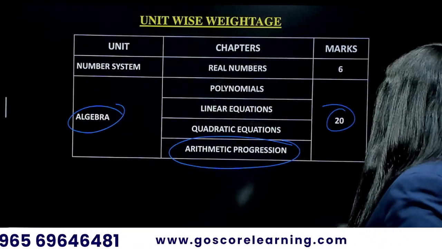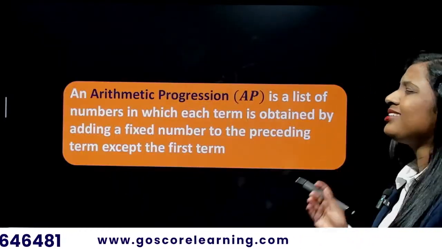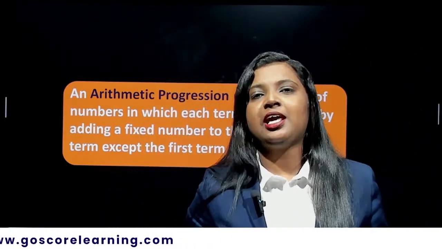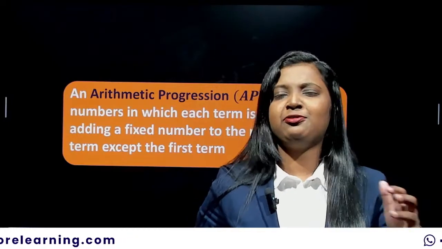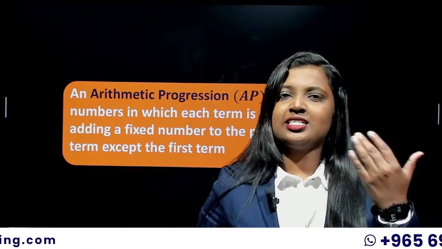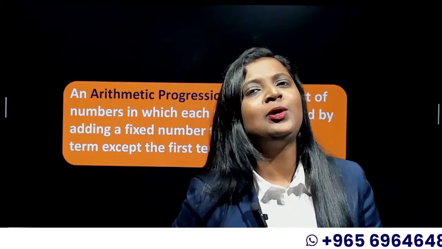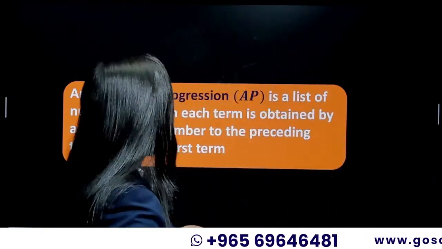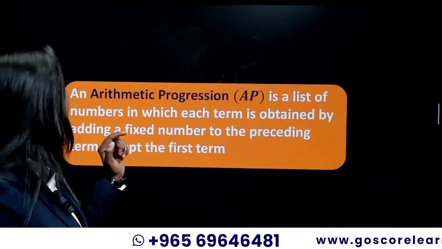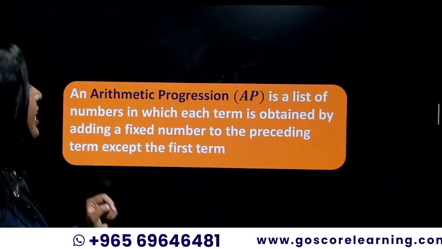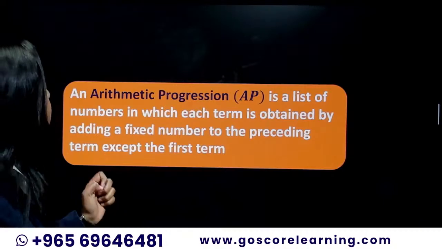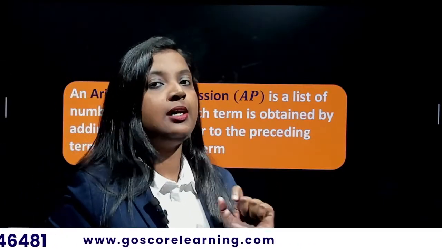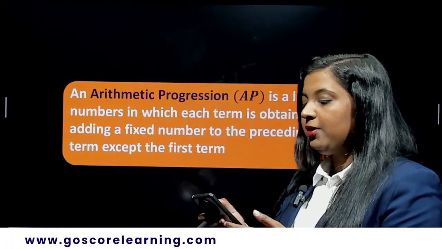The first thing we have in this chapter: in maths, no one is going to ask you to define AP. But still, since we are starting a new chapter, I just want to tell you what an AP or arithmetic progression is. An AP is a list of numbers in which each term is obtained by adding a fixed number to the preceding term, except the first term. So the first term will be fixed.